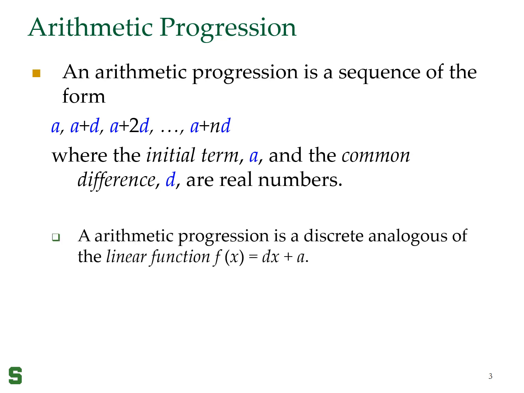So an arithmetic progression is a discrete analog of a line. The line function we can think of is y equal to d times x plus a. This is a discrete version of that linear function.